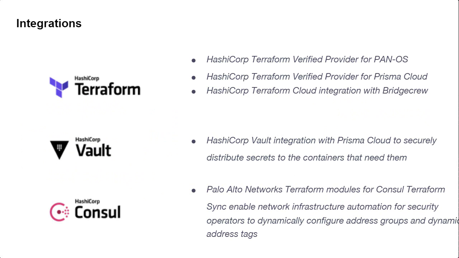Want to talk a little bit about the existing integrations with HashiCorp. Currently, we've got two Terraform providers. The main one that we're going to use during our demo today is the PAN-OS provider. This allows you to control PAN-OS-based firewalls, so this could be your VM-Series or hardware firewalls. And then we also have a Prisma Cloud provider, which allows you to control some aspects of Prisma Cloud.